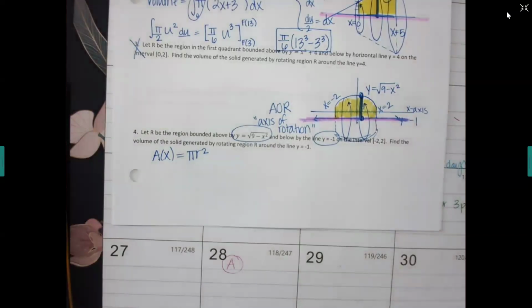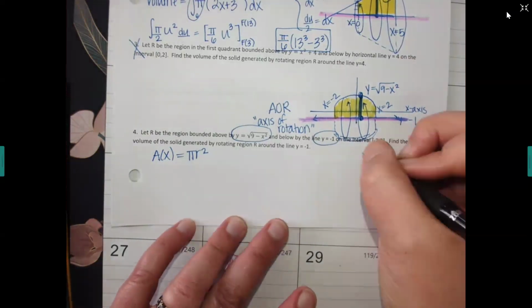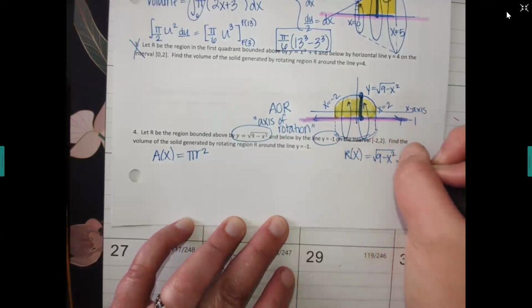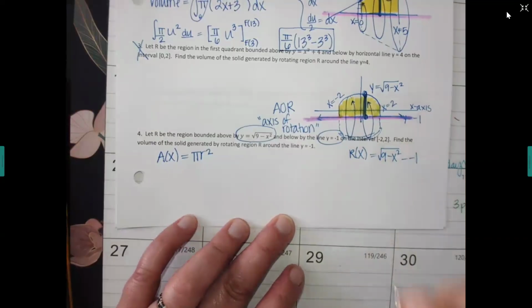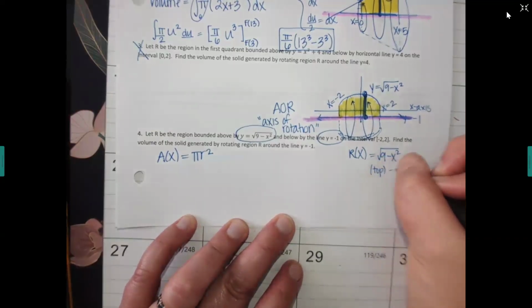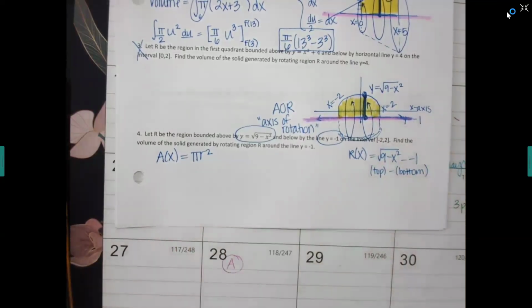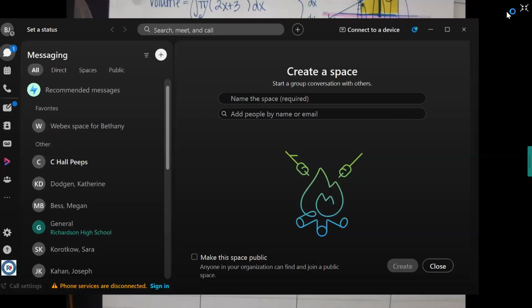And then remember, I'm doing top minus bottom. So what's the top? Square root of 9 minus x squared. And then what's the bottom? -1. So your R in this case is going to be the square root of 9 minus x squared minus -1. Remember, it's always top minus bottom. Okay, but when we're saying top minus bottom, we're talking about the top of the shaded region minus the axis of rotation that you're revolving it around. Okay.